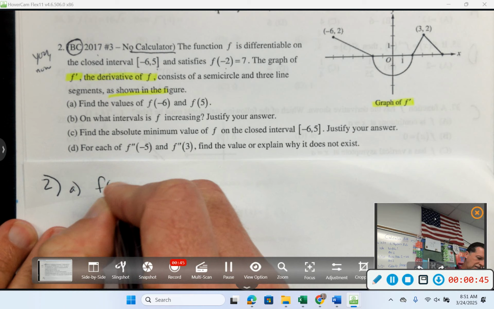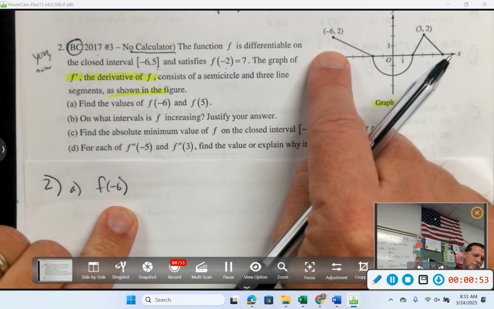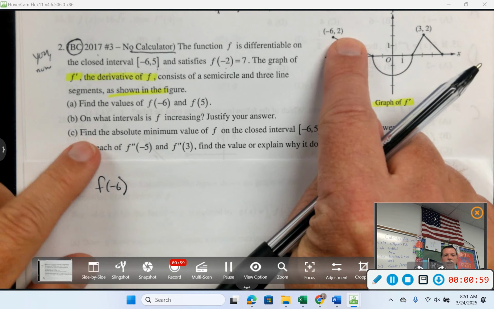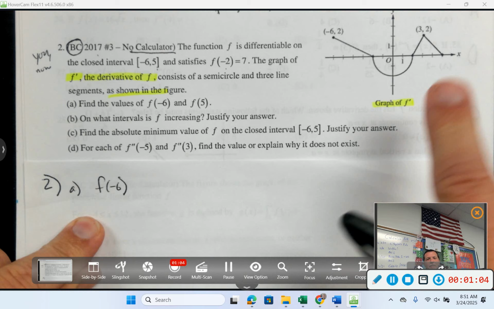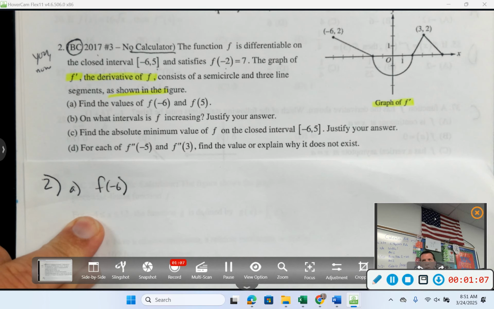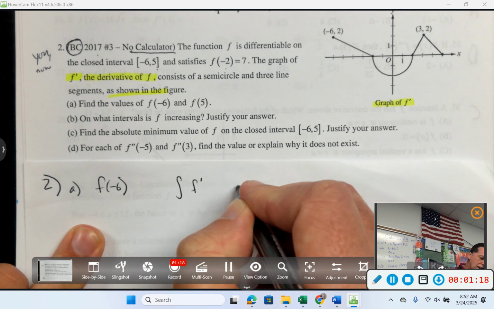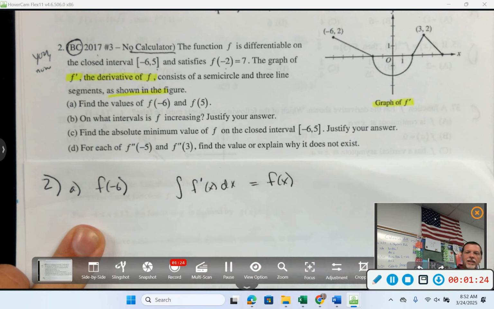Okay, f of -6. So I want to find f of -6, but I don't have f, right? It may be tempting to say f of -6 is 2, but that's not true. F prime of -6 is 2. That's not what I want, though. If I have the graph of f prime, and I want to get from f prime to f, how do I do that? The antiderivative. So I need the antiderivative of f prime. That will get me back to f.